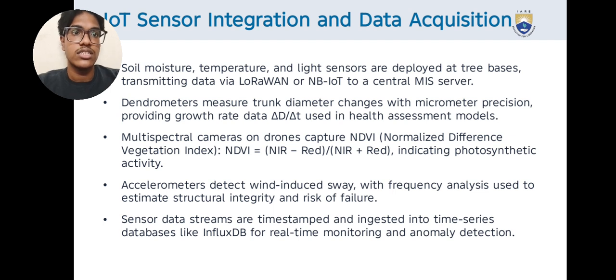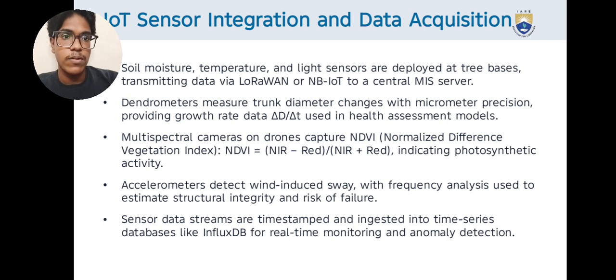IoT sensor integration and data acquisition. Soil moisture, temperature, and light sensors are deployed at tree bases, transmitting data via LoRaWAN and NB-IoT to a central server. Dendrometers measure trunk diameter changes with micrometer precision, providing growth rate data, delta D by delta T, used in health assessment models.